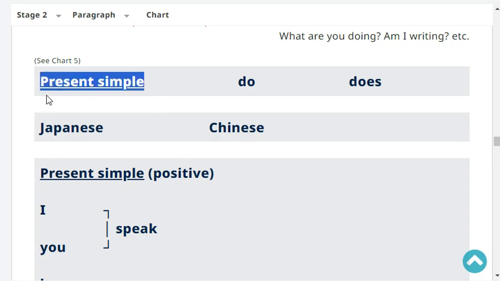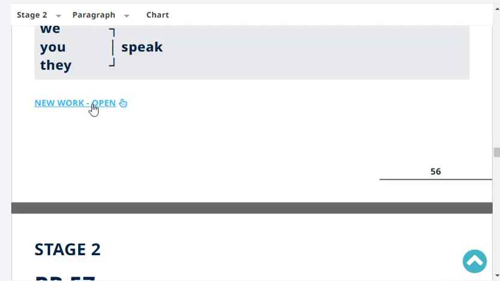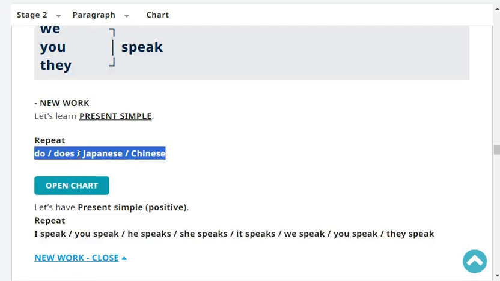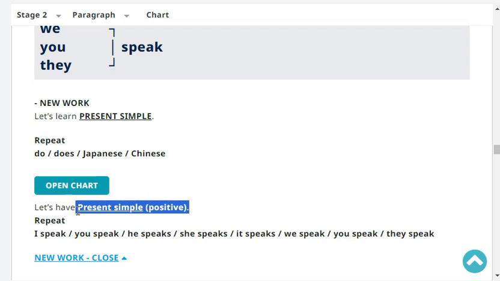Let's talk about now present simple. Okay, so let's talk about present simple. Okay, repeat. Do, does, Japanese, Chinese. Very good. Okay, now same as present continuous.